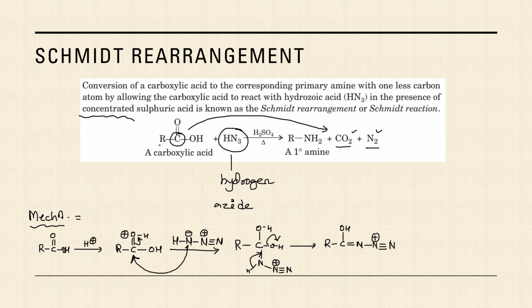You can now move to create this R–C double bond O–NH, क्योंकि ये टॉटमराइज कर जाएगा. आप समझ लीजिए, टॉटमराइज कर जाएगा. N2 plus, this will come over here, this will come over here and this will go out.